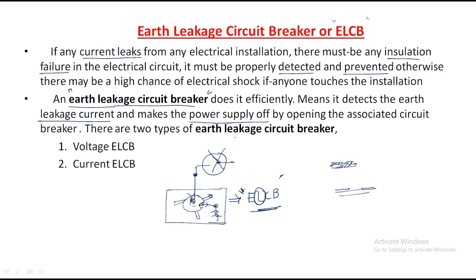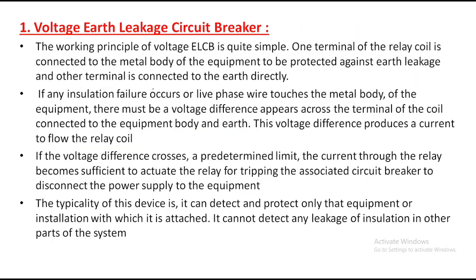There are two types of earth leakage circuit breakers. The first is the voltage earth leakage circuit breaker, and the other is the current earth leakage circuit breaker. How are they divided? Simply from the electrical power: power is voltage into current. One is the voltage side circuit breaker, and the other is the current side circuit breaker. Next, the first one is the voltage earth leakage circuit breaker.